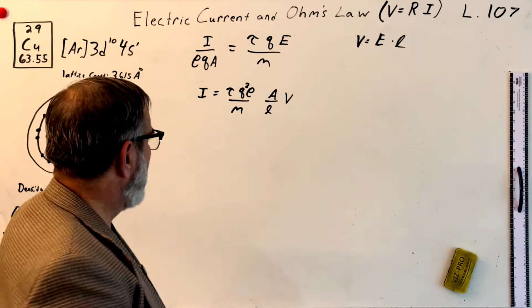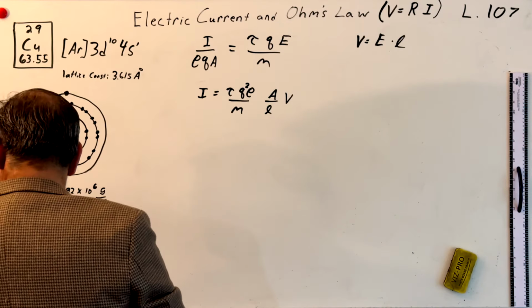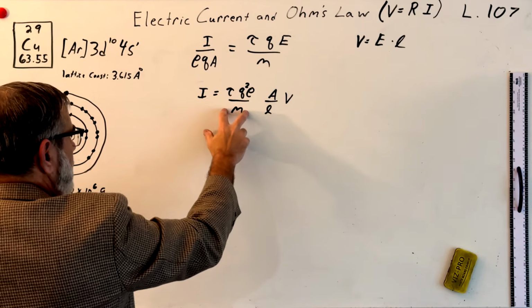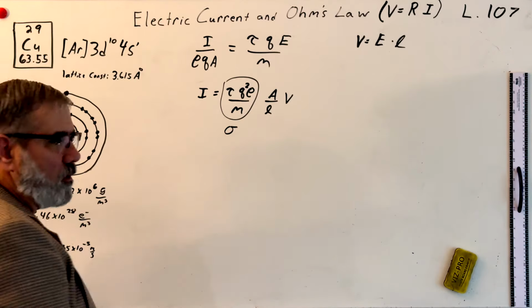But here we've got something, right? And so we have basically Ohm's law right here, okay? Typically this portion of it here is called the conductivity. It's usually denoted with sigma, okay?